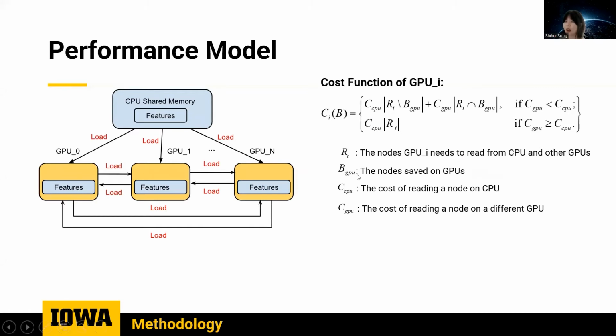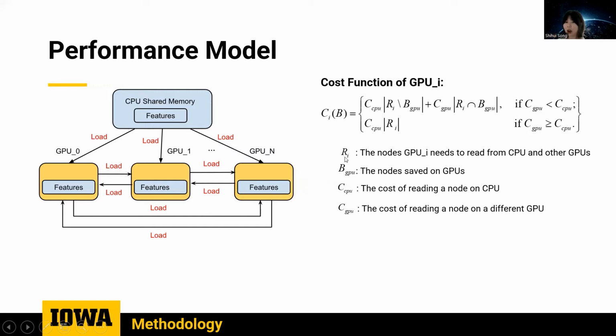Based on the observation, we propose a performance model. We store the graph on CPU and maintain a buffer on each GPU. The nodes on each GPU are not all the same, so they can load for one GPU. It can load features from local memory, CPU, and also the other GPUs. For each GPU, the cost function can be written as this formula.